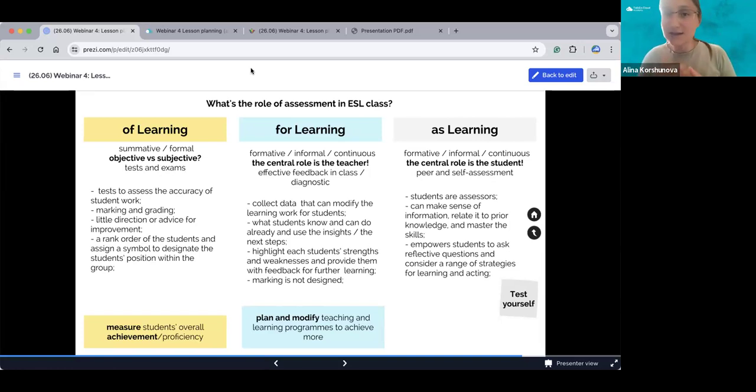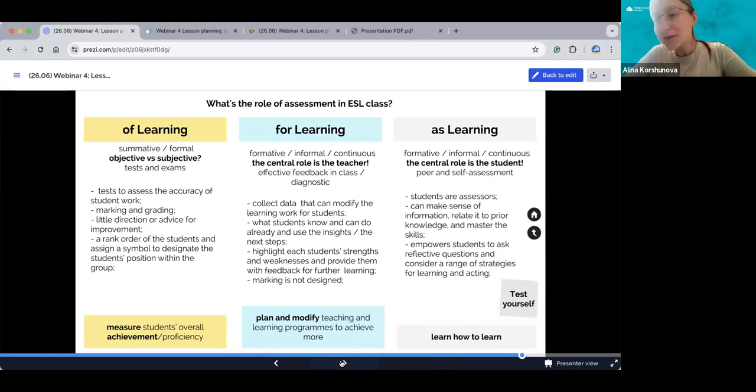Again, every lesson we should assess and think how we can change something in our lesson plans, what else we can include into our lesson planning, to be able to better achieve the aims of the course or whatever. And of course, we might have assessment as learning, where the central role is the student.